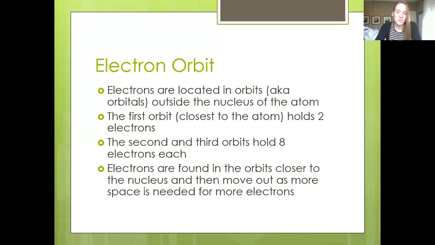As Bohr described, electrons are located in orbits or orbitals, which surround the nucleus of the atom. The first orbital, which is the one closest to the nucleus, can only hold 2 electrons. The second and third orbitals can hold up to 8 each. Electrons will always fill the closest orbitals first, and then when that closer one is full, they will move outwards from there.